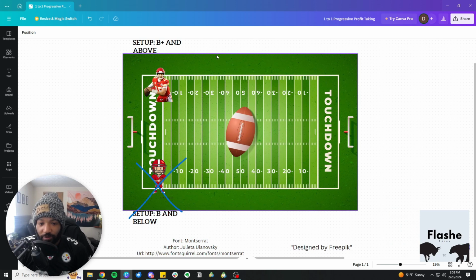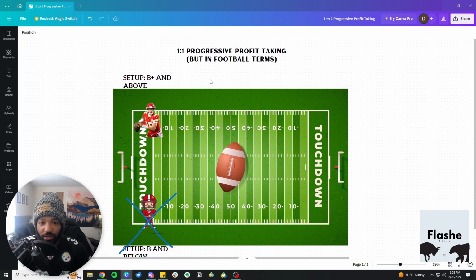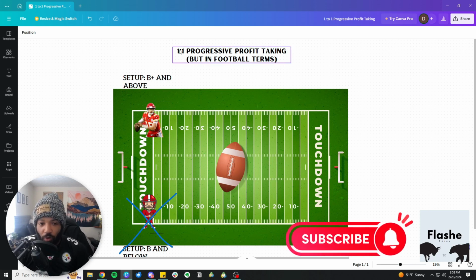And at this point, this is where you can start implementing the progressive profit taking. So we're not doing the B and below for this. It has to be a B plus and above for me to even consider taking these trades. So what does this mean? 1-to-1 progressive profit taking.